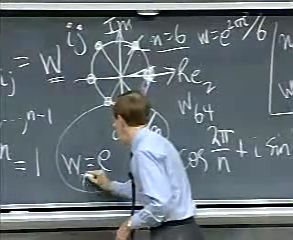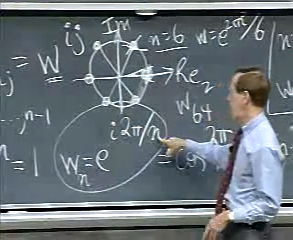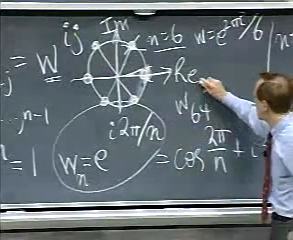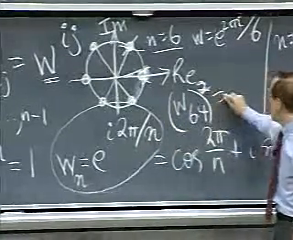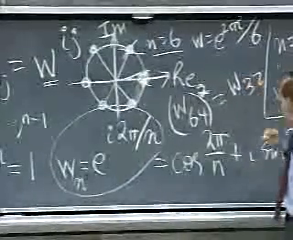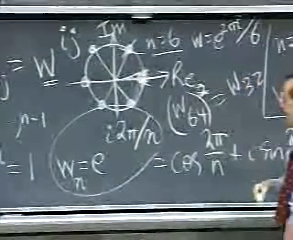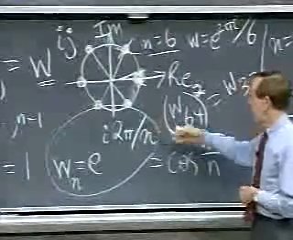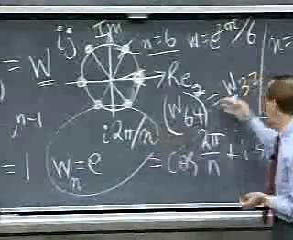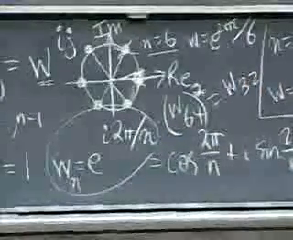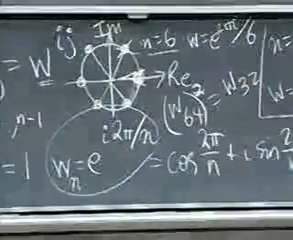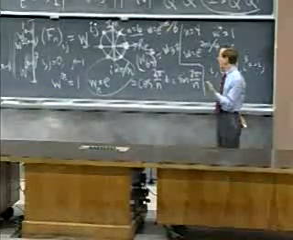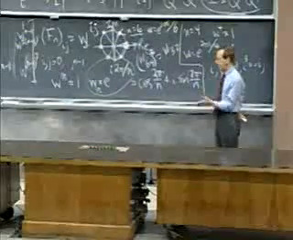Wn is e to the i 2 pi over n. So W64 is 1/64th of the way around. When I square that, what do I get but W32? Right? If I square this matrix, I double the angle. If I square this number, I double the angle. I get the W32. So somehow there's a little hope here to connect F64 with F32.